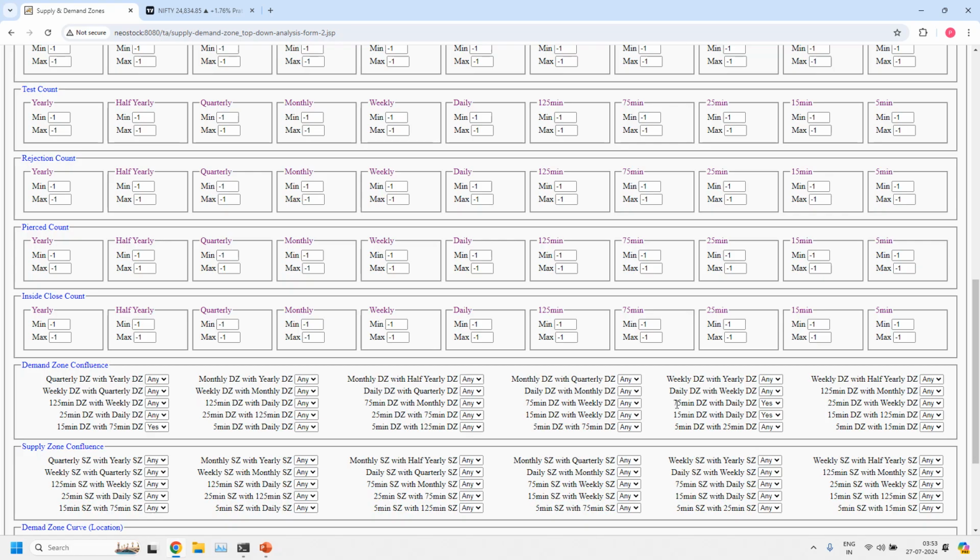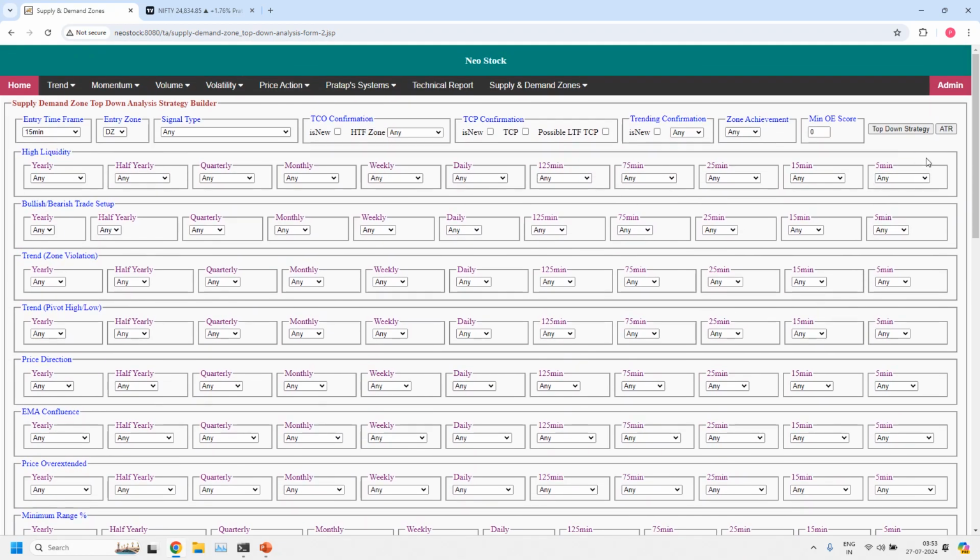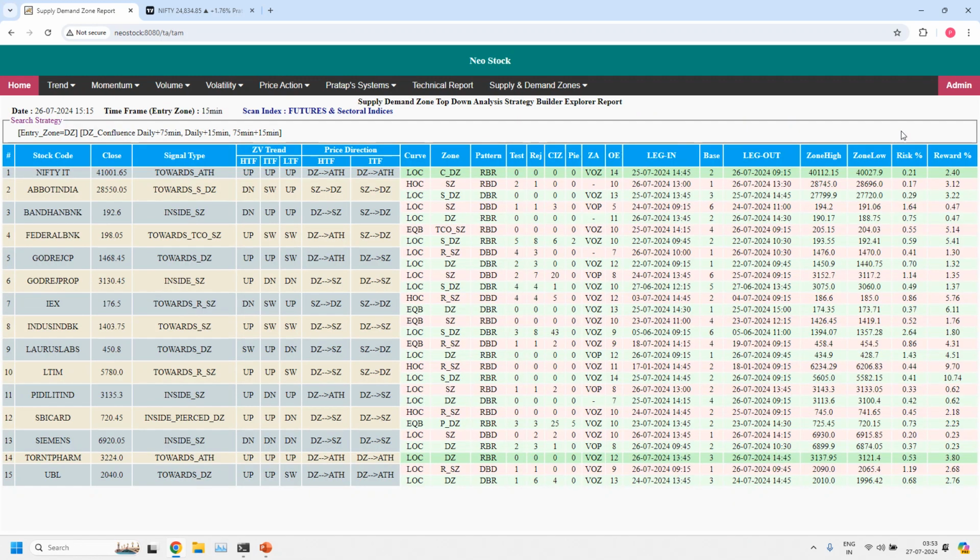So I have selected three filters. What are they? First filter: the 15-minute demand zone should have confluence with 75 minutes. Second filter: the 15-minute demand zone has confluence with the daily demand zone. And the third filter: the 75-minute demand zone also has confluence with the daily demand zone. If all three filters match, I want to filter the stocks. So now 15 stocks are filtered. Now all these 15 stocks have confluence with each other.